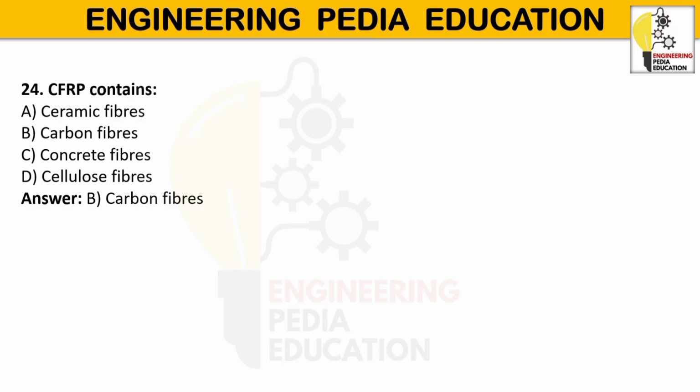CFRP is a high performance composite material made by combining carbon fiber with a polymer resin, usually epoxy. The carbon fiber provides exceptional strength and stiffness, while the resin binds the fibers together and protects them from environmental damage.